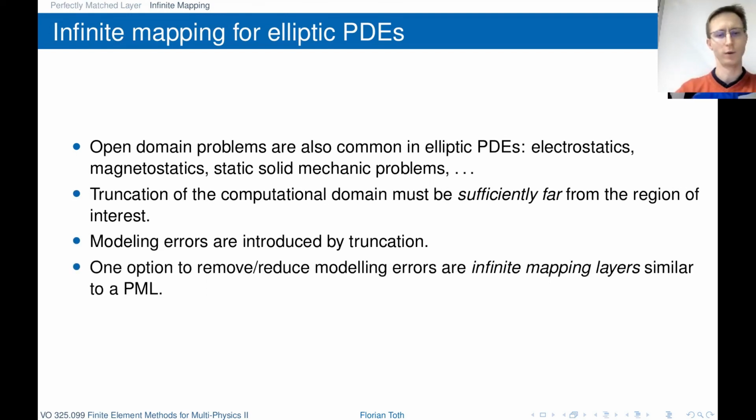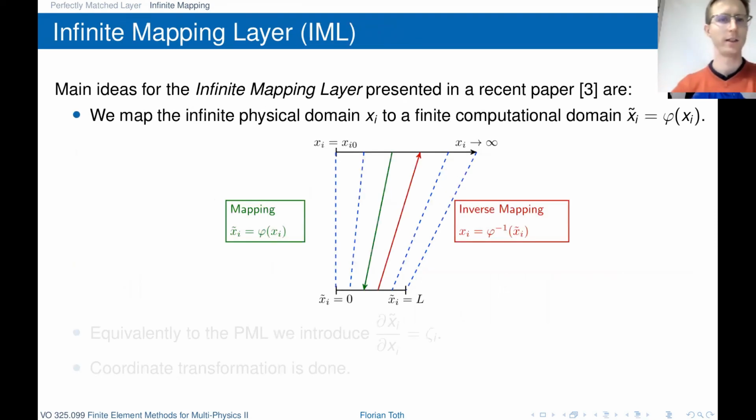And in fact, one option to remove these modeling errors are infinite mapping layers, which are very similar in the idea to the perfectly matched layer. That's why the similarity in name. In fact, we've done a paper on the infinite mapping layer more or less recently. And the basic idea here is we map the infinite physical domain xi to a finite computational domain xi tilde by using a so-called mapping function. So the mapping gives us the model coordinates as a function of the real coordinates.